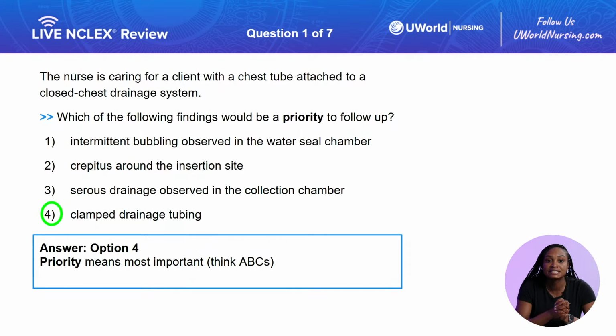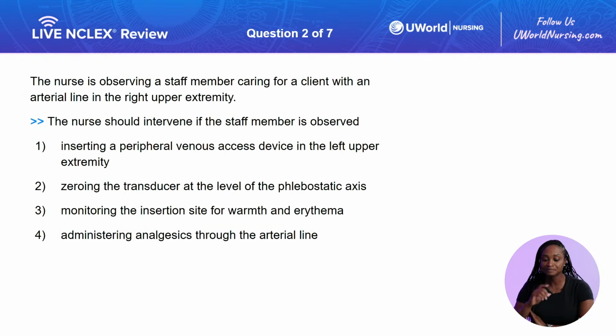And then option 3, serous drainage observed in the collection chamber. This is okay. Could be an expected finding as well if that is what we're pulling out from the pleural space. If we have a large amount of serous drainage, that could be something that we would want to monitor because that could be a potential complication. But serous drainage is something to be expected in the collection chamber, so it is okay. But a clamped drainage tubing is something that we never actually want to see. But you guys did very good.